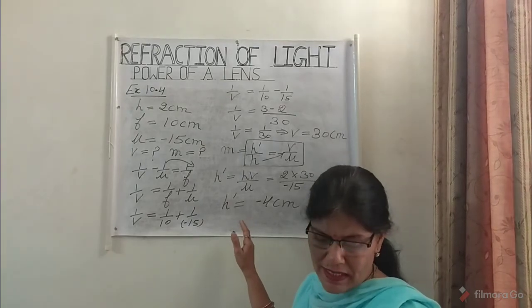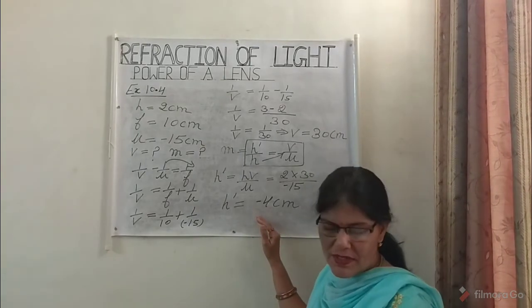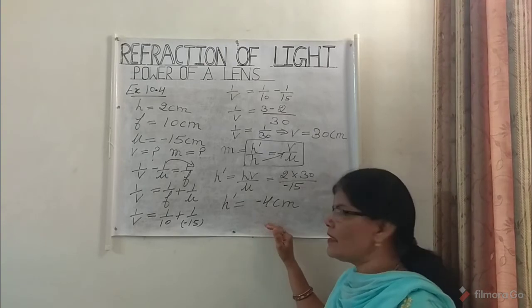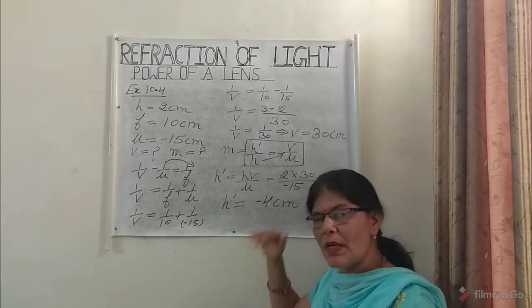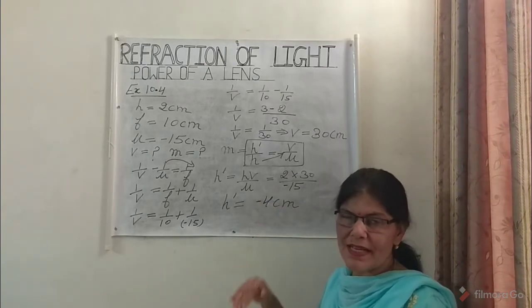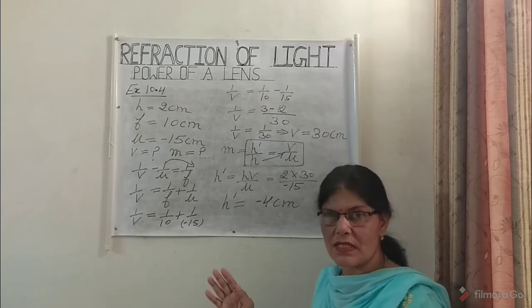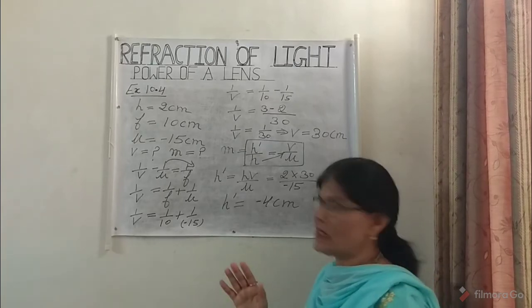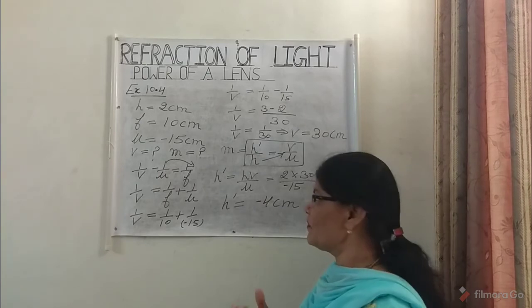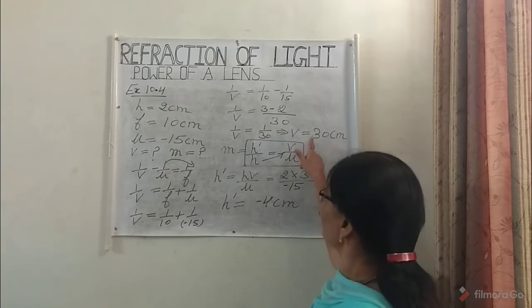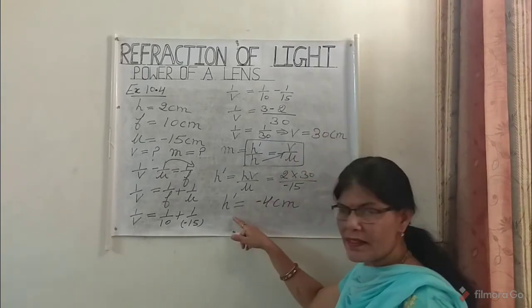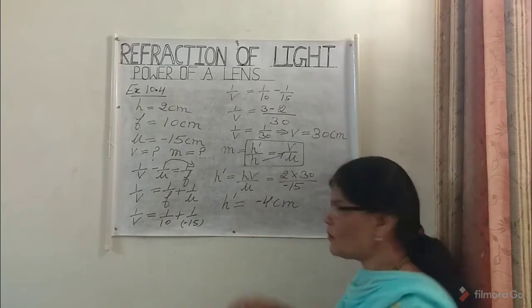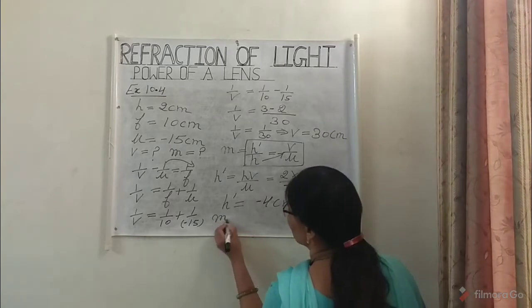The negative sign indicates that the image is formed below the principal axis. It means it is real and inverted. So we have done two parts. We have calculated the value of V. We have also calculated the value of H dash. Now we have to find magnification.